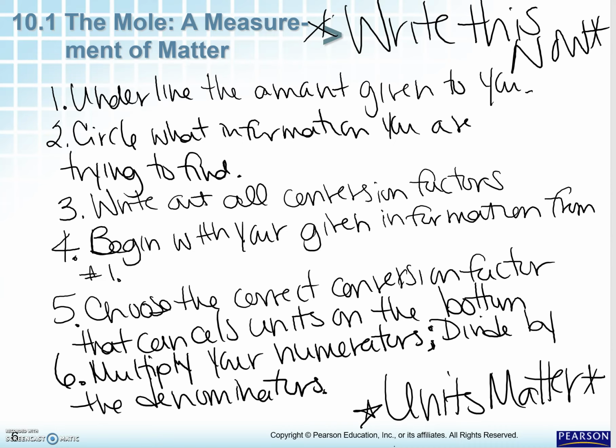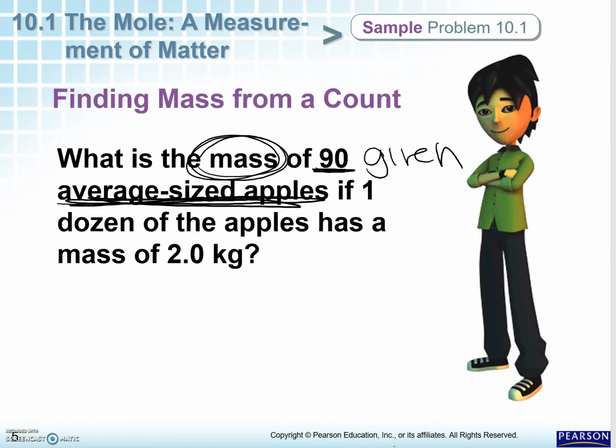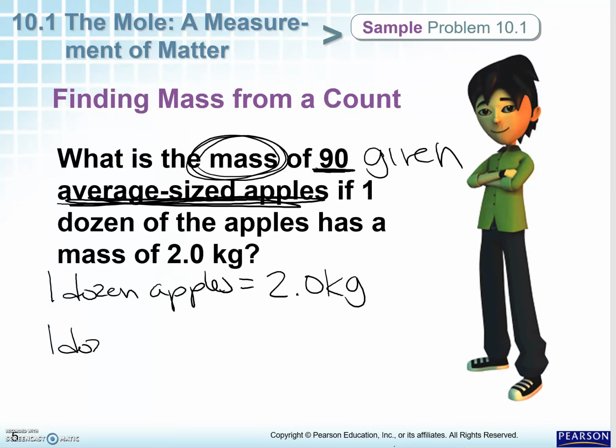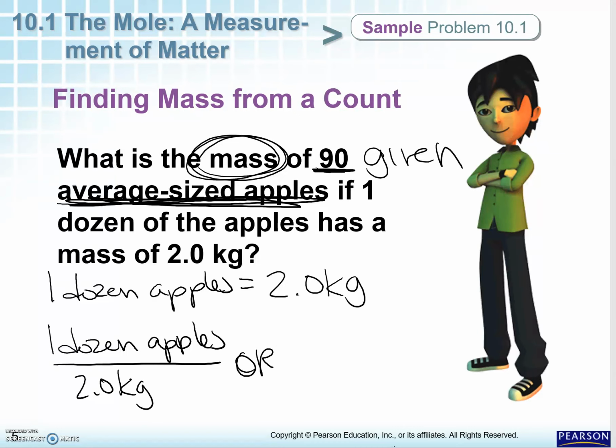Next is to write out all of your conversion factors. Now here it says that 1 dozen apples is equal to 2.0 kilograms. So from this information, we can determine that our conversion factors are 1 dozen apples over 2.0 kilograms, or 2.0 kilograms over 1 dozen apples.